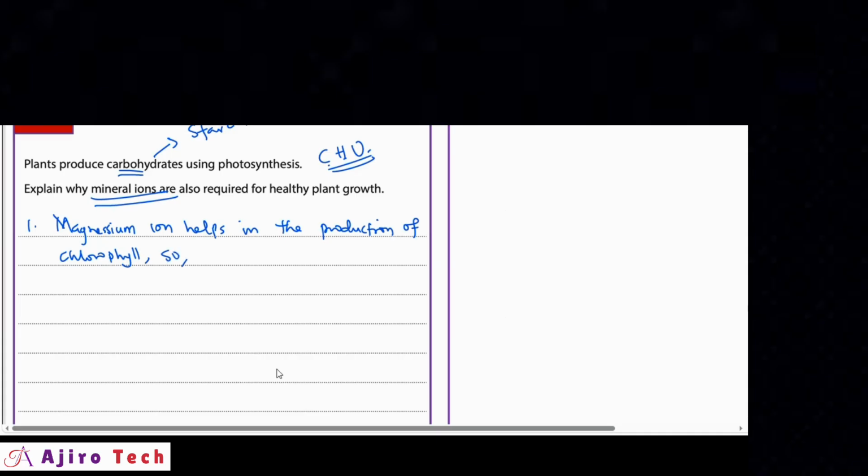So it is needed. It is needed for photosynthesis to take place. That's for magnesium ion.